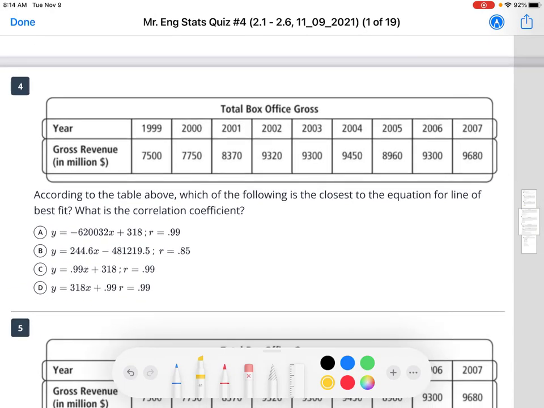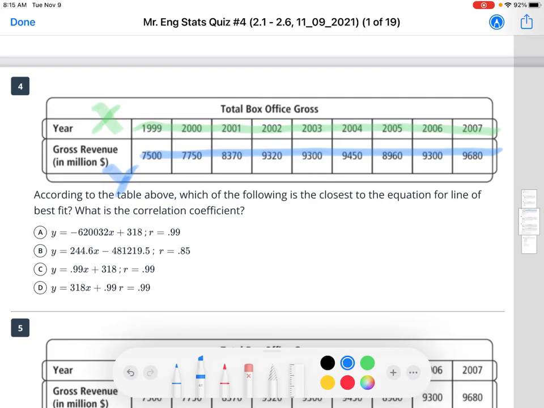Total box office gross. Like, how much money are these movies making? According to the table above, which of the following is closest for the equation for the line of best fit and then the correlation coefficient? So here in green, this will become my x. And then in blue, this is what I put into my y.